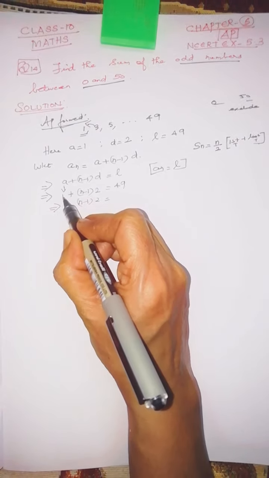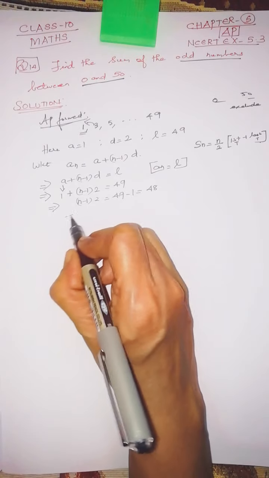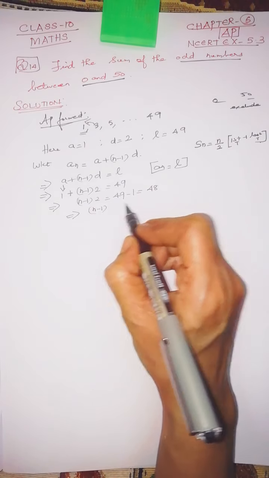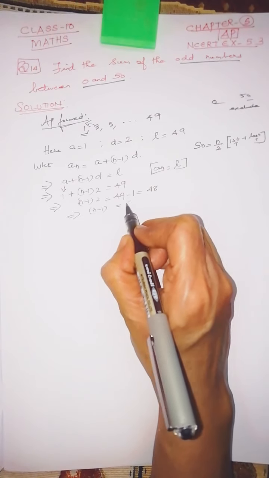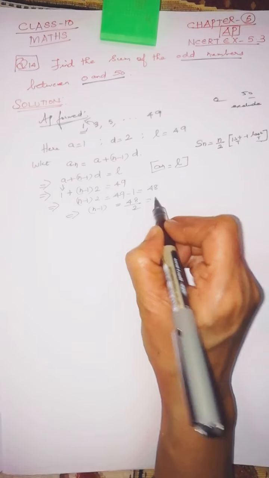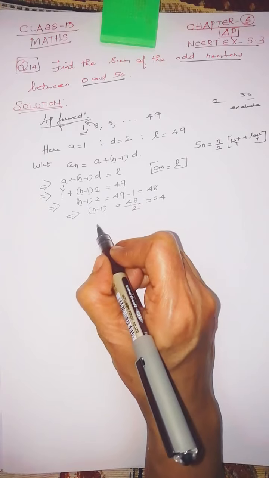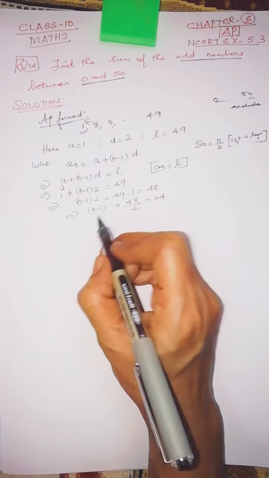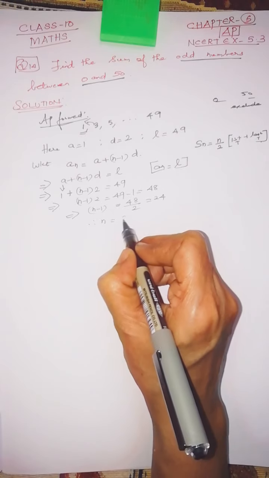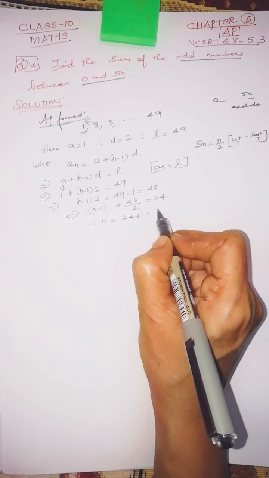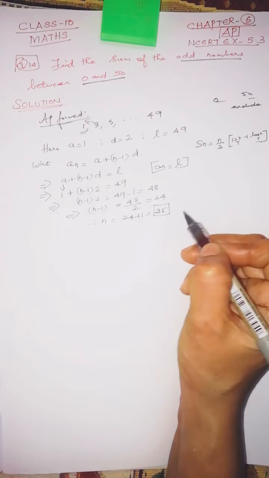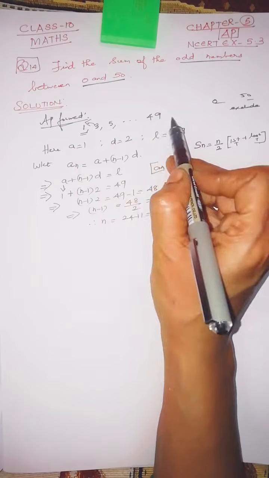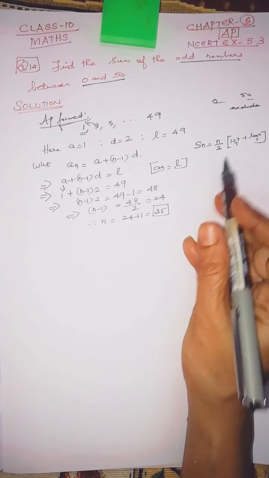So n minus 1 into 2 equal to 49, with this plus 1 transposed to the right side. 49 minus 1 is 48. So n minus 1 multiplied by 2, so we should divide both the sides by 2. So n minus 1 equal to 48 by 2, that is 24. Here n minus 1 is 24. So this minus 1 goes to the right side as plus 1. Therefore n equal to 24 plus 1 equal to 25. So we have obtained the answer for the number of terms. n is 25. So in the AP formed there are 25 terms.